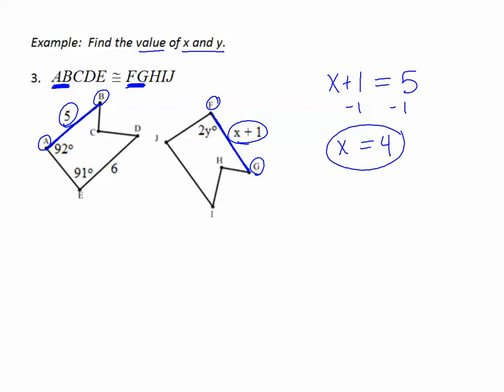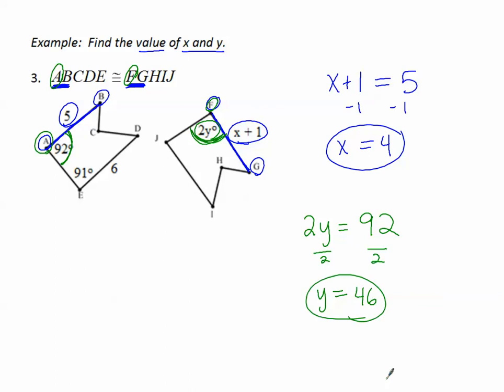Let's try the same thing to find y. Well, here's the y. There's a degrees in it, so it's for this angle right here, angle F. In my statement, angle F corresponds with angle A because they are in the same positions. Where is angle A? Here it is, 92 degrees. So I can say 2y equals 92 since those angles are congruent. Dividing by 2, y equals 46.